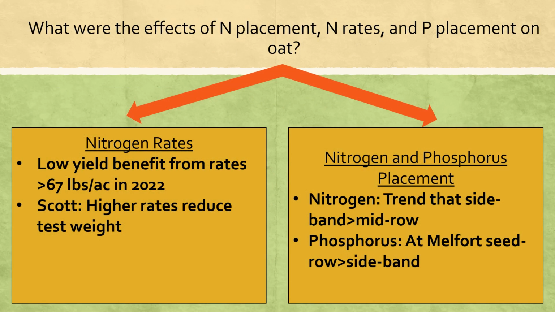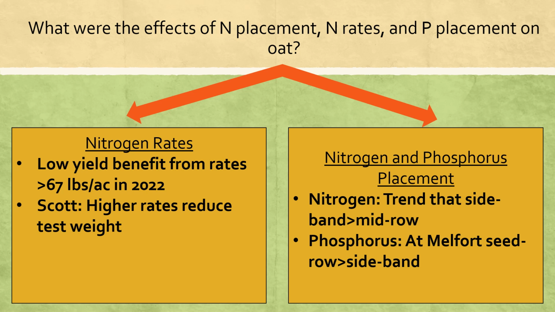So now that we've made it to the end of the presentation, what can we walk away with? First, in regards to nitrogen rates, we saw that there was no significant yield benefit in Melfort to add nitrogen beyond 67 pounds per acre in 2022. However, when we looked at the economics of it, comparing the cost of nitrogen to the price we'd sell our oats at, there was a positive return on investment up to 89 pounds of nitrogen per acre. Now at Scott, we did not see any significant yield benefit, or any benefit when it came to the economics of adding additional nitrogen in 2022.